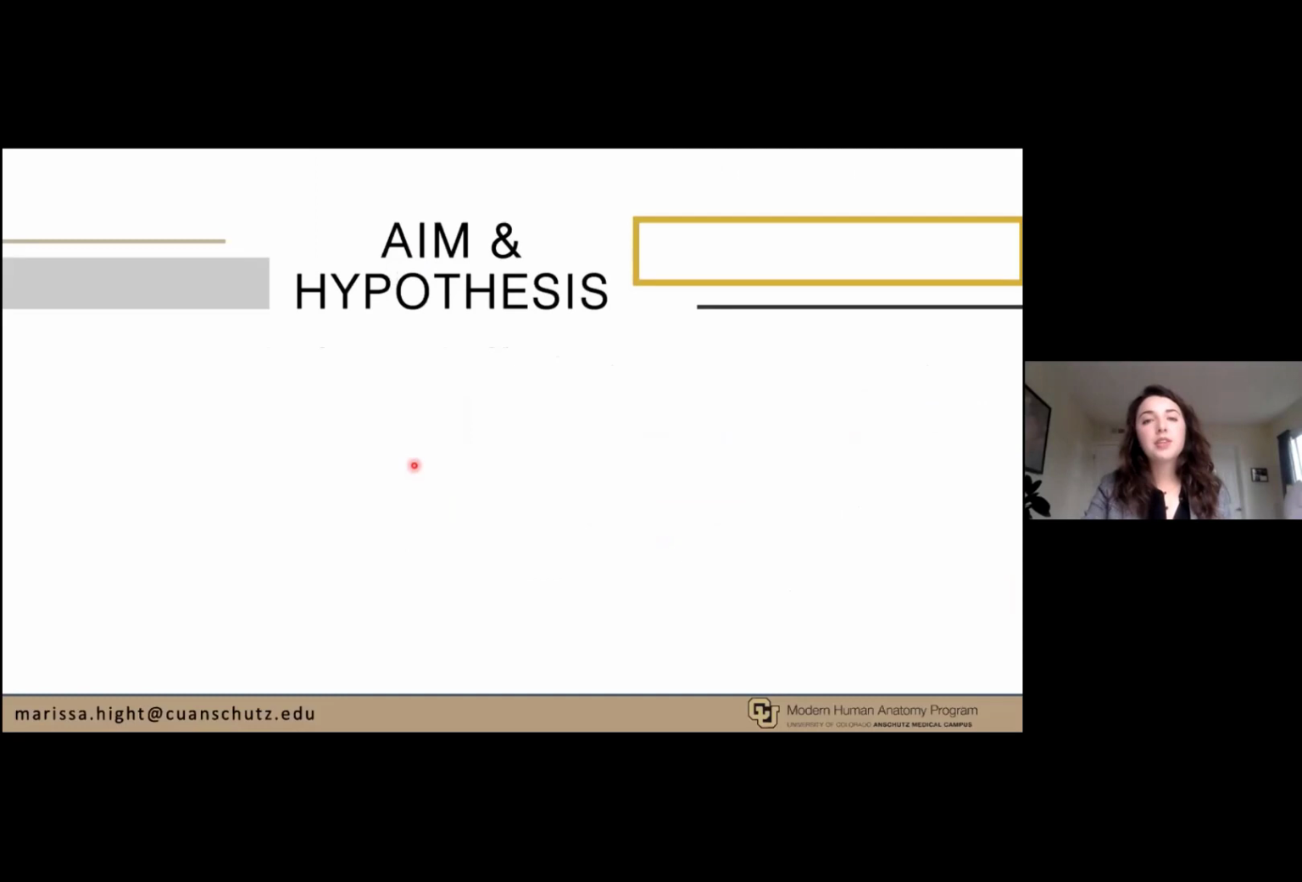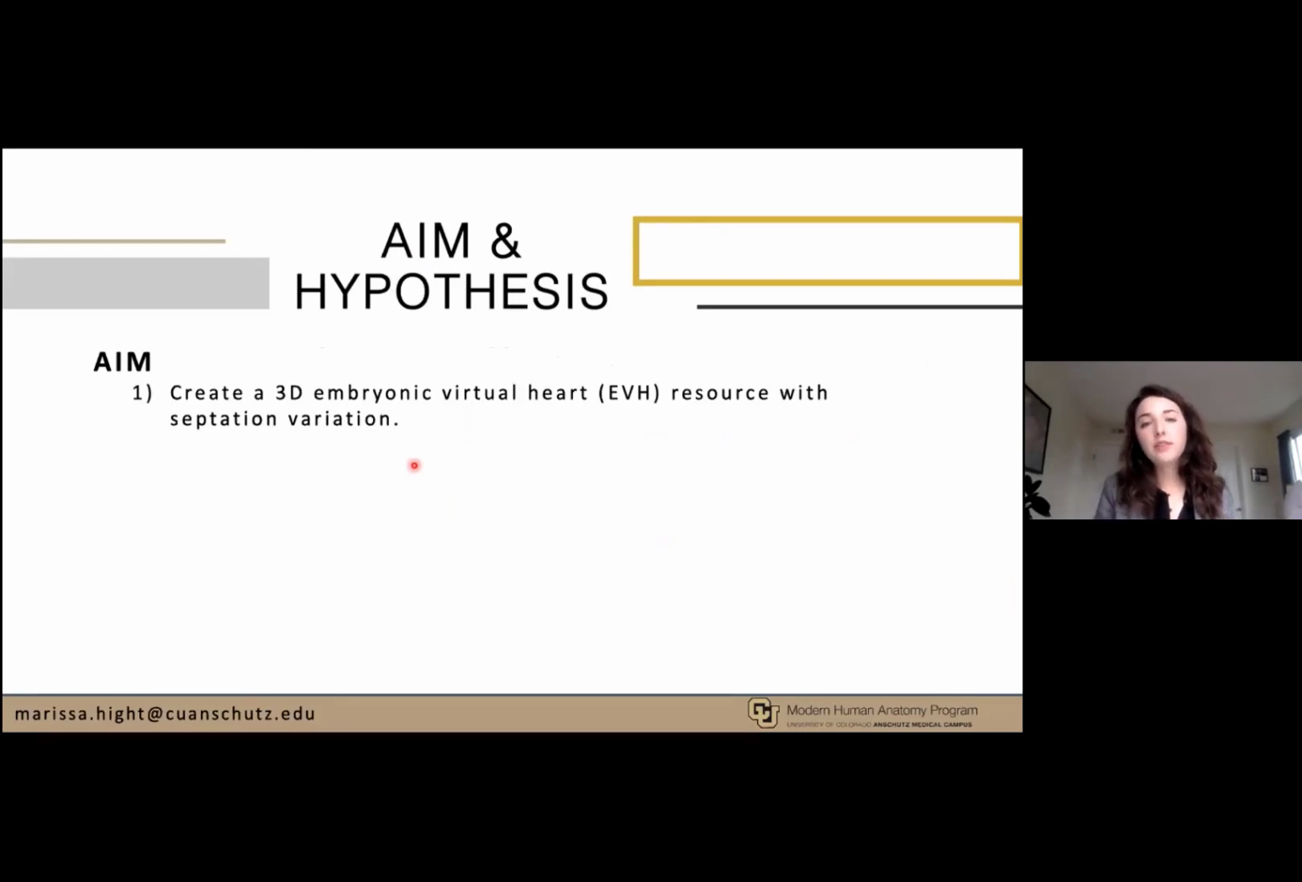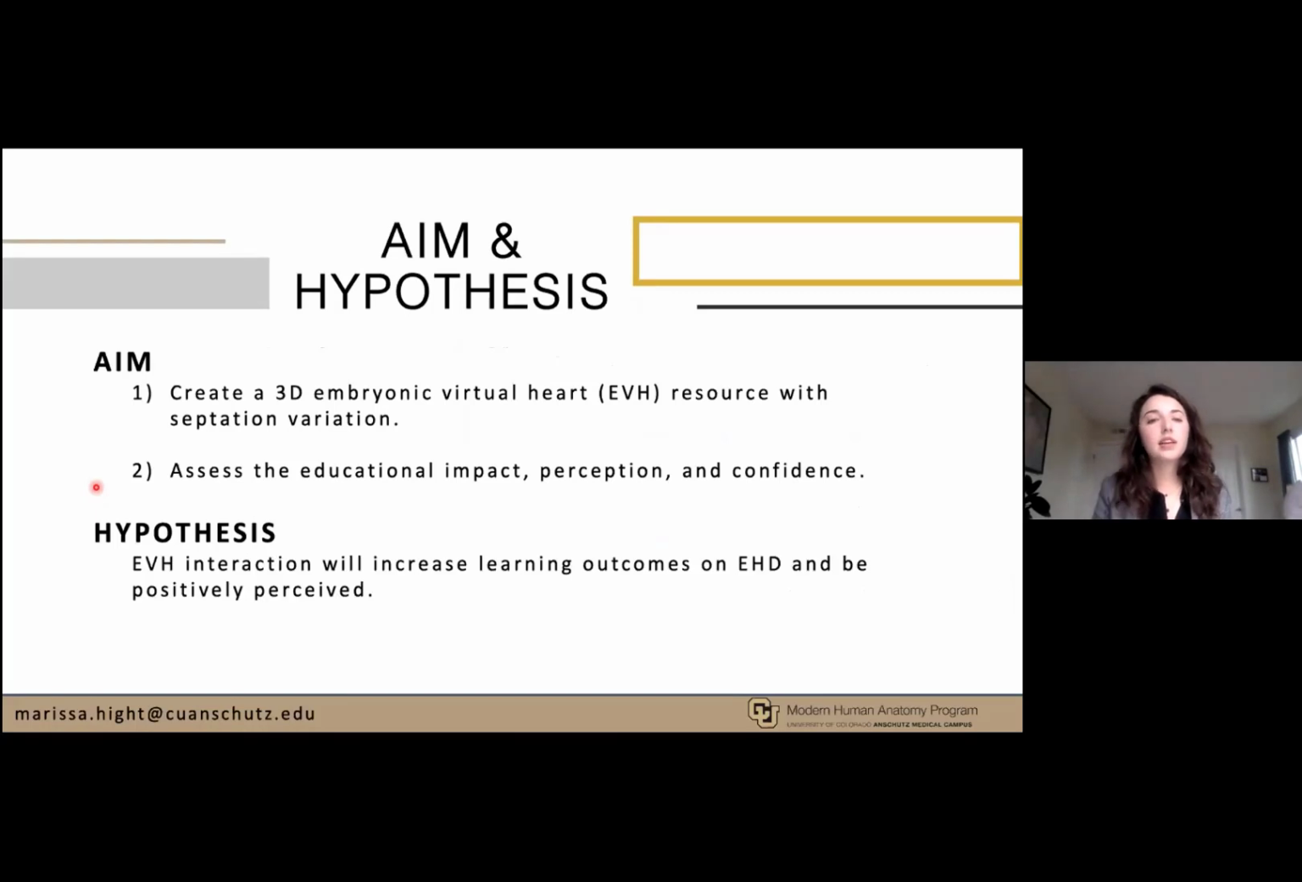Therefore, the aim of this project was to create a 3D embryonic virtual heart, or the EVH as we called it, resource with these septa variations, as well as to assess the educational impact, perception, and confidence of the first-year medical students that interacted with this model. The hypothesis was that an EVH interaction will increase learning outcomes on embryonic heart development, or EHD, and be positively perceived by those same students.